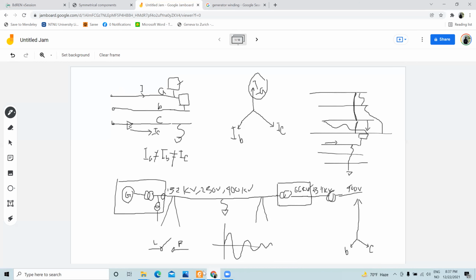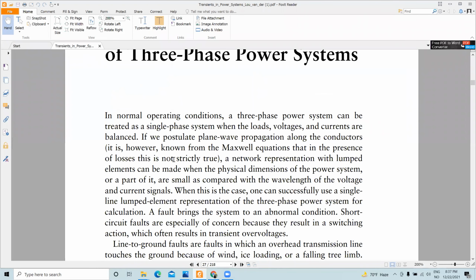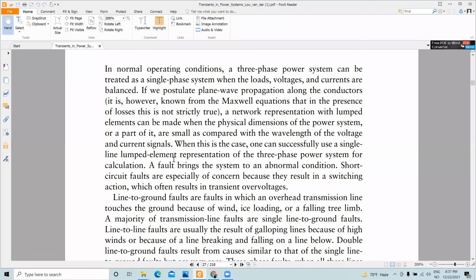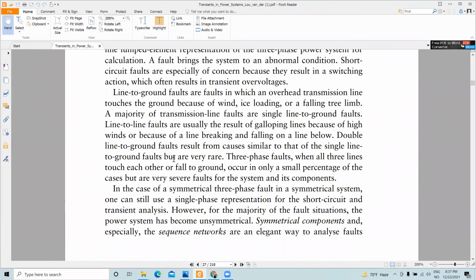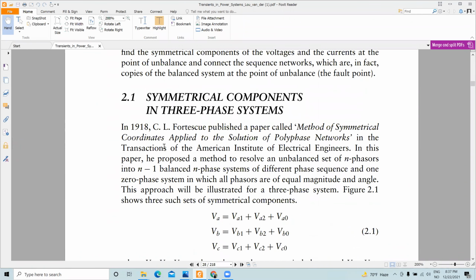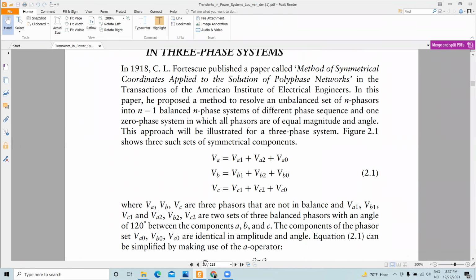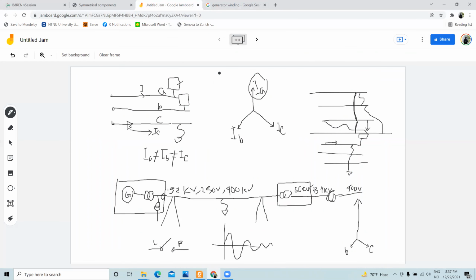And there was an engineer whose name was Fortescue. He derived the condition of how you can take the asymmetric three-phase faults and convert them to three symmetrical components, and how you can use those symmetrical components to analyze the fault. So the idea is pretty simple.